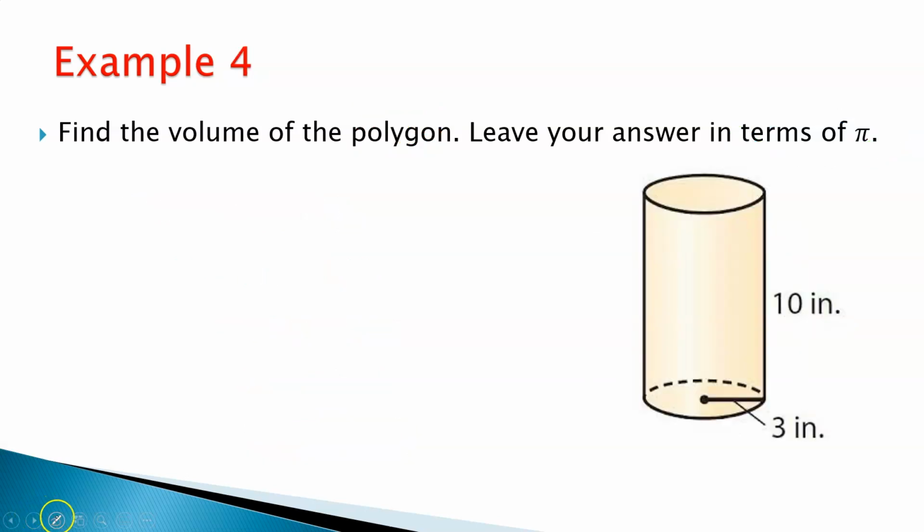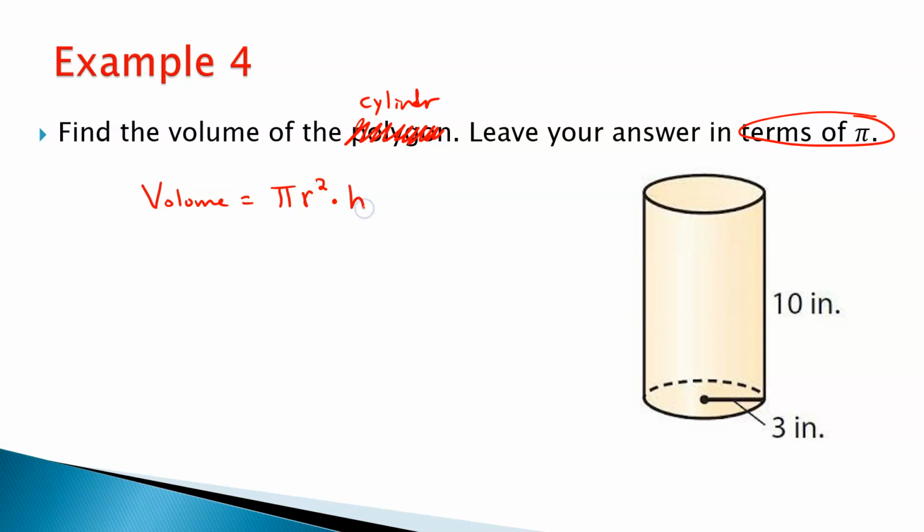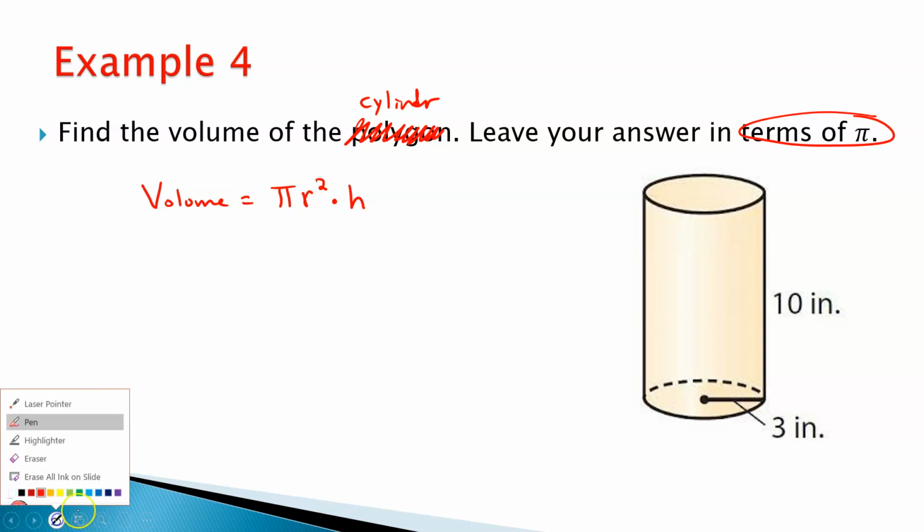Let's try that one more time for example number 4. Find the volume of this cylinder. Leave your answer in terms of pi. So one more time, they don't actually want us to multiply by 3.14. They just want us to leave the answer in terms of pi. Because I have a cylinder, what's the formula for the volume of a cylinder? It is pi r squared. That little section is the formula for area. We're just going to multiply that area times the height to get the full volume. Let's fill in what we know.